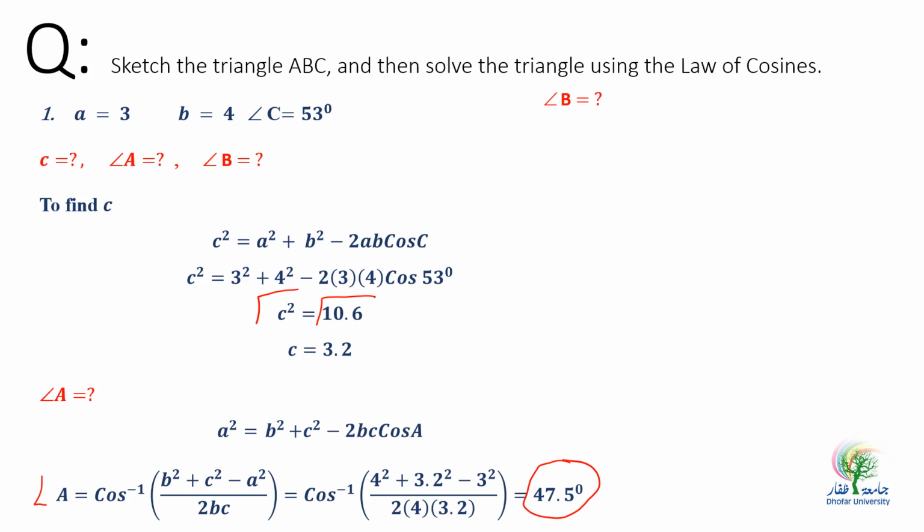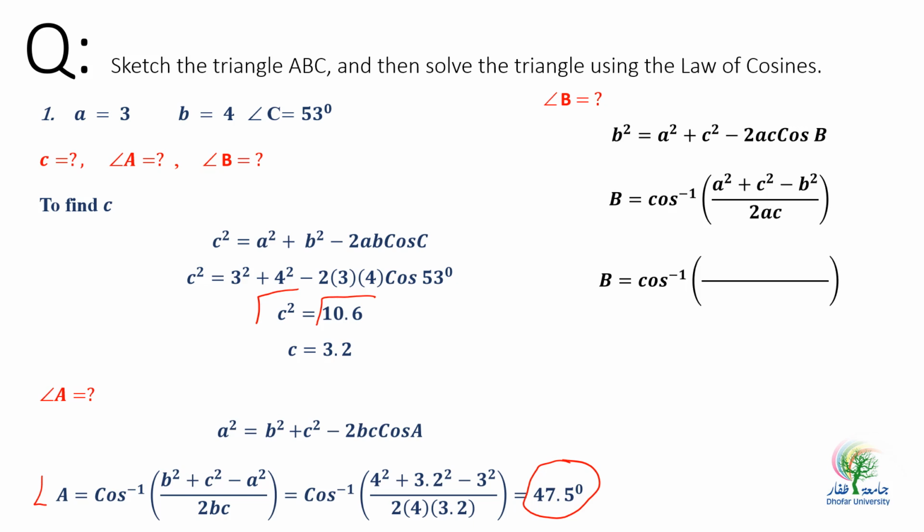To find angle B, there are two methods. You know, the sum of interior angles in any triangle equals 180, or we can use the law of cosine, b square equal a square plus c square minus 2ac cosine B. So B will come cosine inverse of a square plus c square minus b square divided by 2ac. Put the values, use calculator, so we will get 79.5 degree.